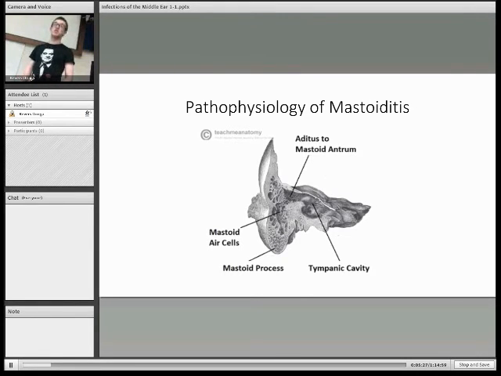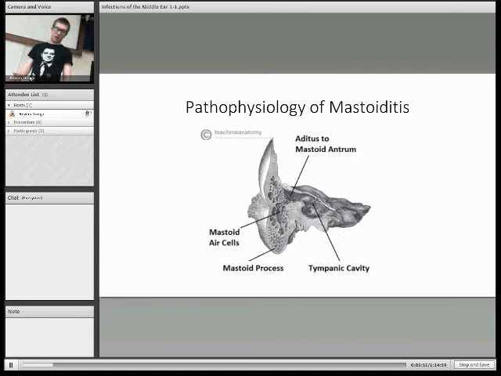Mastoiditis is managed through surgical drainage of the infection, but you need to make sure that you're careful not to damage the facial nerve, which runs posterior to the ear. That's linked to another complication with middle ear infections, which is that you can get paralysis of the facial nerve because it's such a thin sheet of bone between the middle ear and the course of the facial nerve.